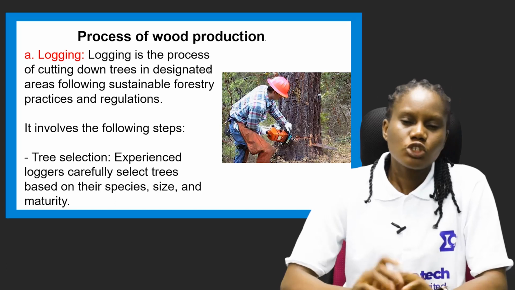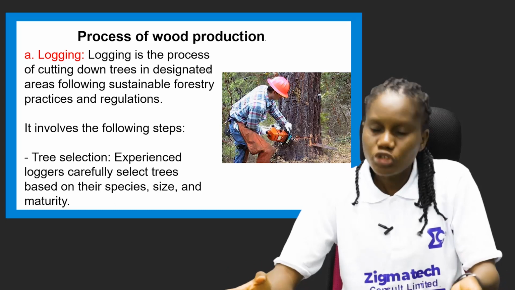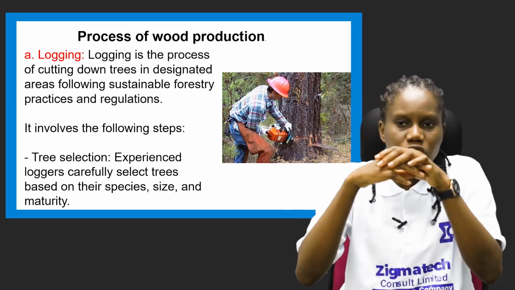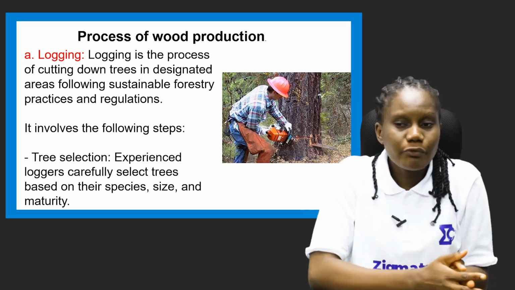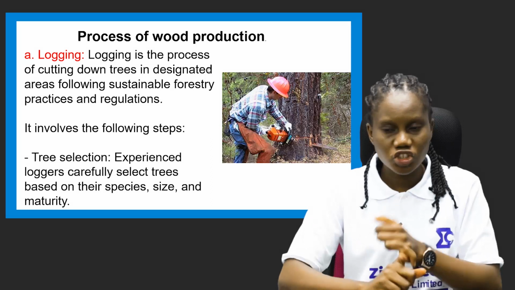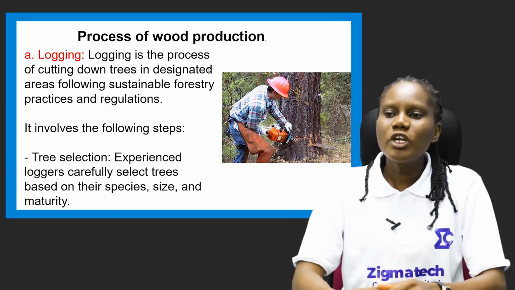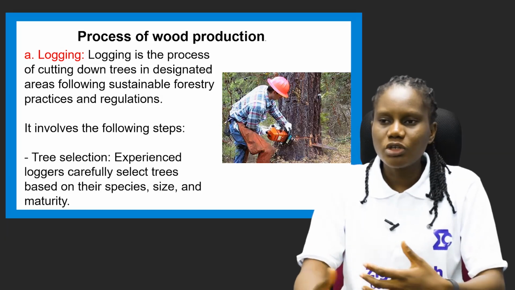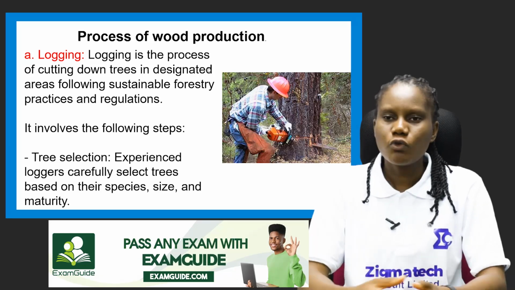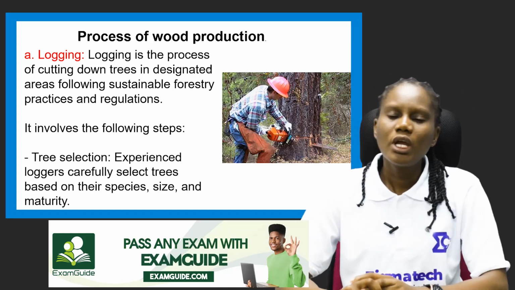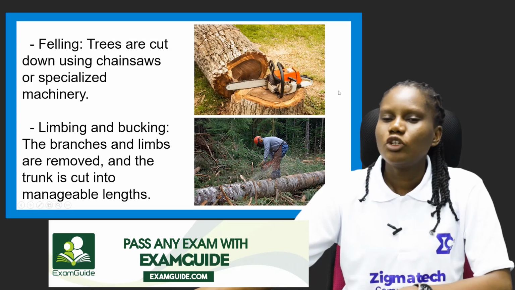So it involves the following steps. Tree selection. You must select your trees. Don't just go into the bush and say, okay, this is a tree, and you just fell it. No, experienced loggers carefully select trees based on their species, depending on what you want to use them for, their size and maturity. There's a way they measure the maturity, the age of the tree, and you know, okay, this is suitable. You can cut it, harvest it, and use it for whatever you want to. So number one, under logging, we have tree selection. Then number two is felling.